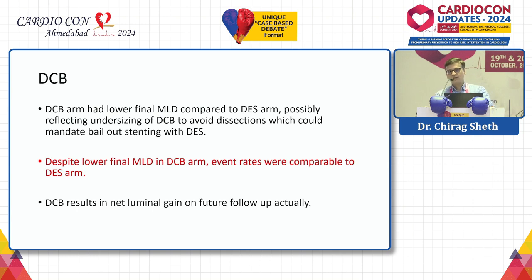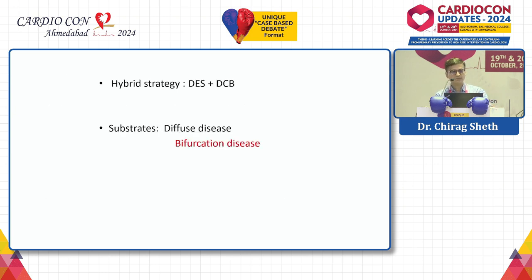Apart from that, one of the important observations confirmed in this registry is also that despite lower final minimal lumen diameter in the DCB arm, event rates are comparable to the drug-eluting stent arm. So we should not be concerned about lower acute luminal gain whenever we treat with drug-coated balloon therapy, more so with paclitaxel, because almost always there is late luminal gain, more so with paclitaxel, less so with sirolimus.